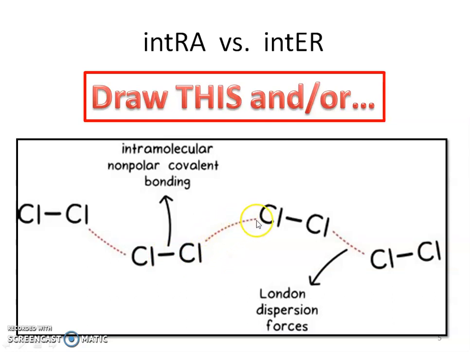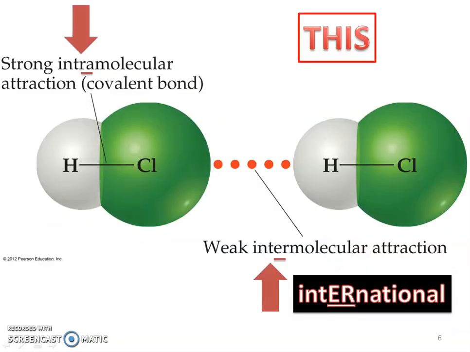But notice these dashed lines between this chlorine diatomic molecule and this chlorine molecule, right? So what's that dashed line for? Well, this is what's called the IMF, or the intermolecular force. It's the attraction or the force of attraction that's actually holding these 2 chlorine molecules together. So again, this is another way of looking at it.